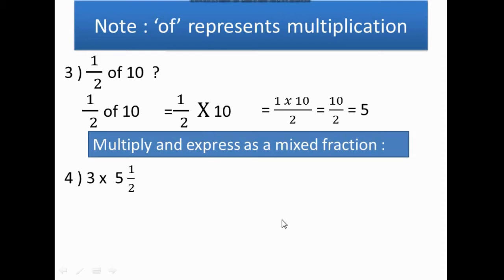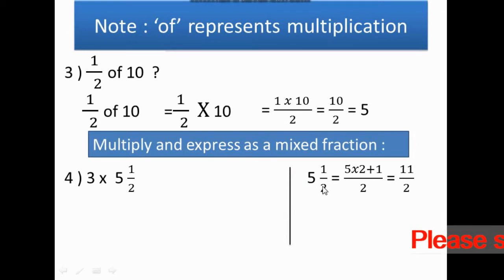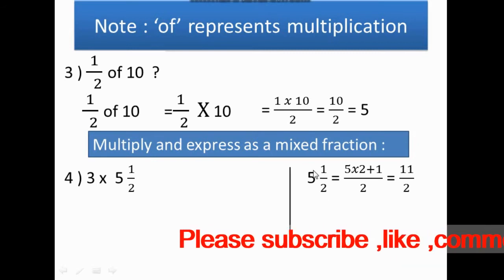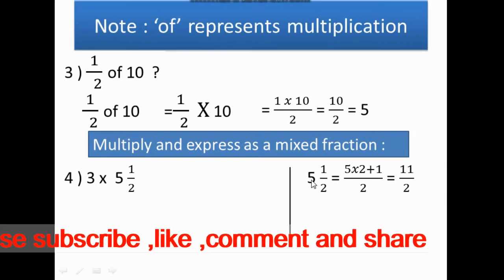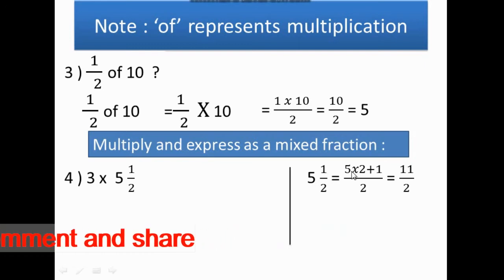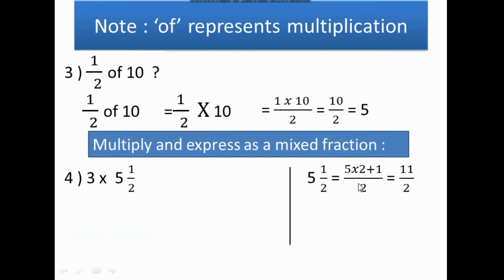The first thing we want to do here is change this mixed fraction into an improper fraction. How to change this into an improper fraction? Take the denominator of the fraction, then multiply this with the whole number of the mixed fraction, that is 5 into 2, then add the numerator. It is 5 into 2 plus 1 by 2. It is 5 2s are 10, 10 plus 1 is 11, 11 by 2 is the corresponding improper fraction for this mixed fraction. So instead of 5 and half you can write 11 by 2. So we can write 3 multiplied by 11 by 2.